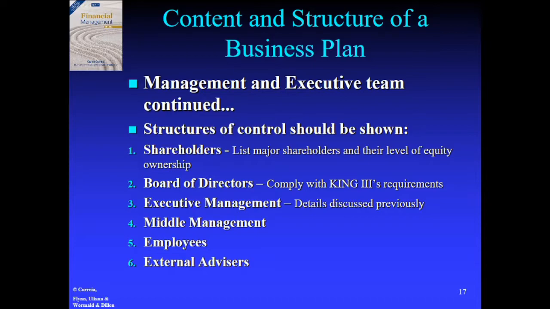So if we have a look at the shareholders, the business plan should list the major shareholders and the level of equity ownership. It should also explain the background of shareholders and indicate any executive roles in the business. This is more relevant for startup companies, but is also relevant for established companies, particularly if they are looking at listing. So the business plan should outline the names, backgrounds, and experience of the executive and independent directors.